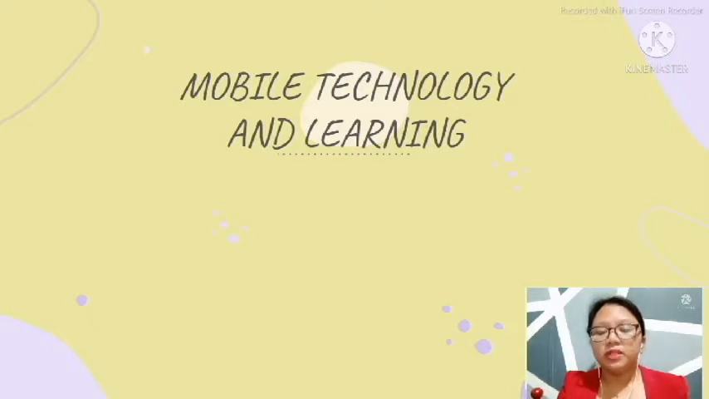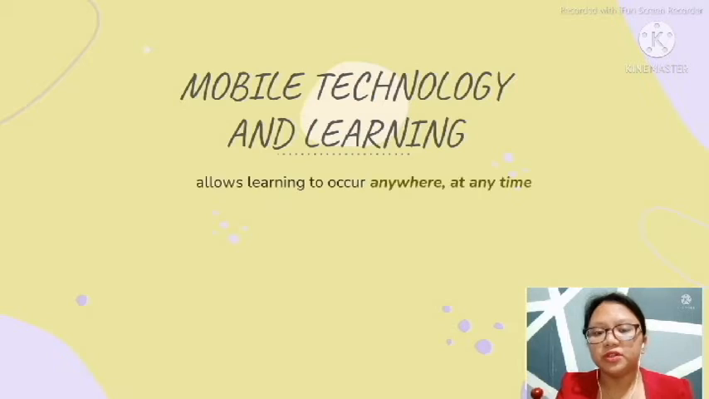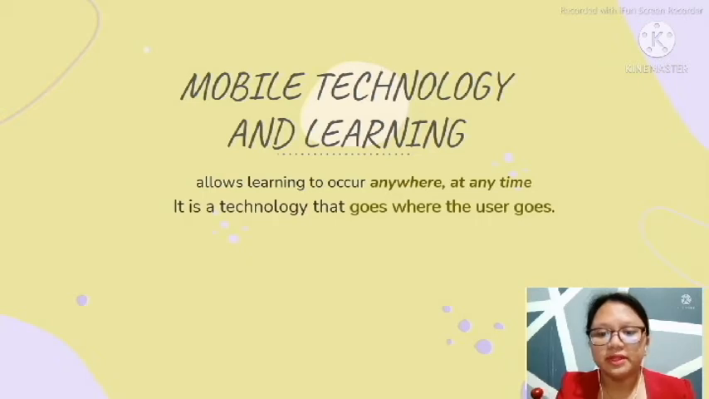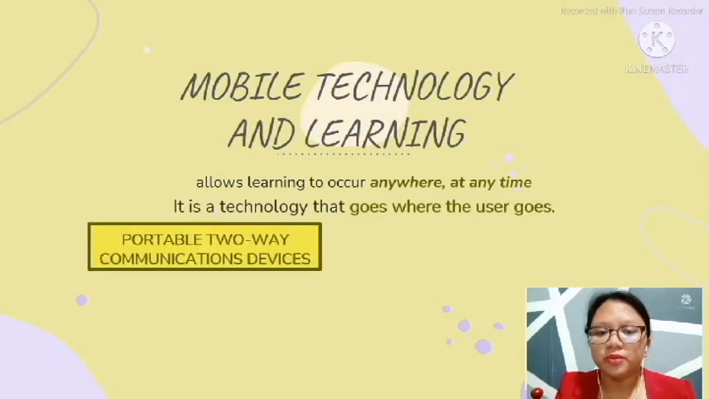Next, mobile technology and learning. Mobile technology allows learning to occur anywhere, at any time. It is a technology that goes where the user goes. It consists of portable, two-way communication devices, computing devices, and the networking technology that connects them.